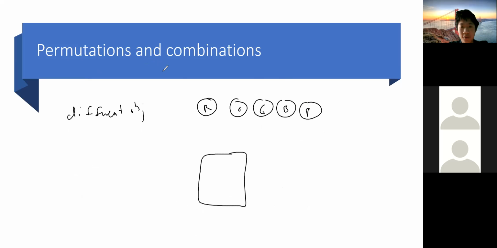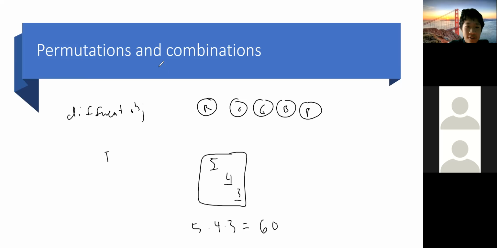The first thing you might do is say, oh, there are 3 available spaces in the bag. How many options for the first one? 5. How many for the second? 4. How many for the third? 3. And you multiply all those together. You'll say that's 60. But that's not right, because all I said was I want to have a combination of 3.